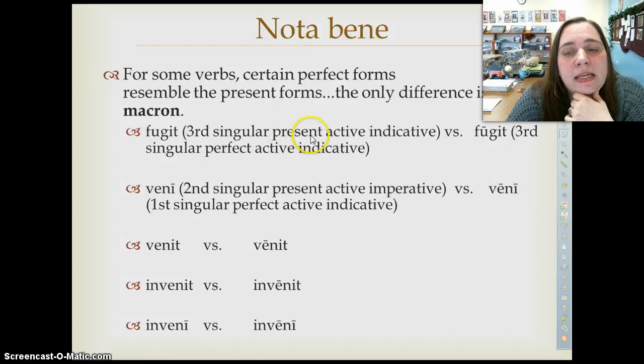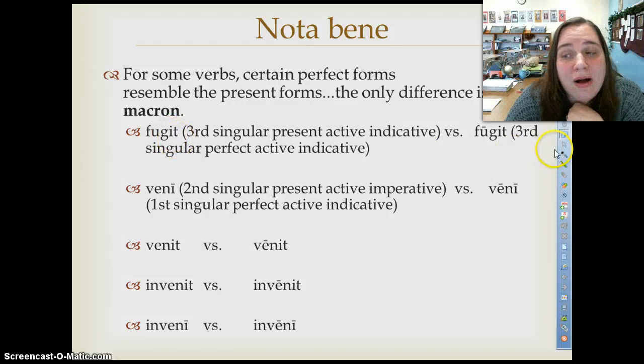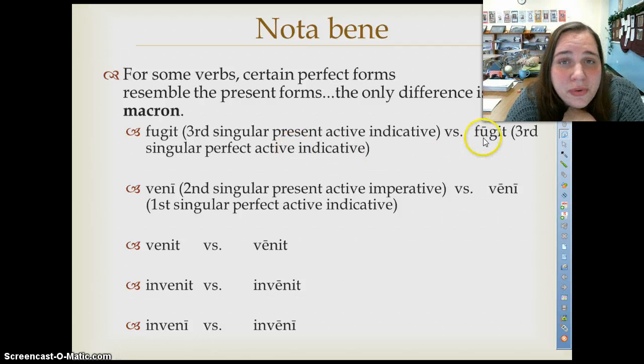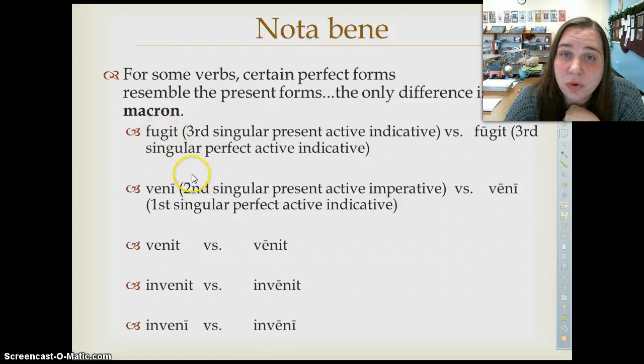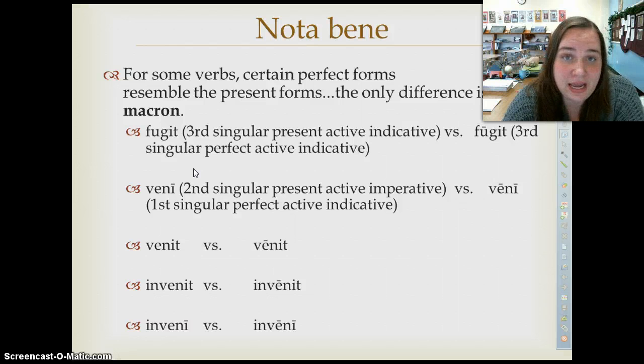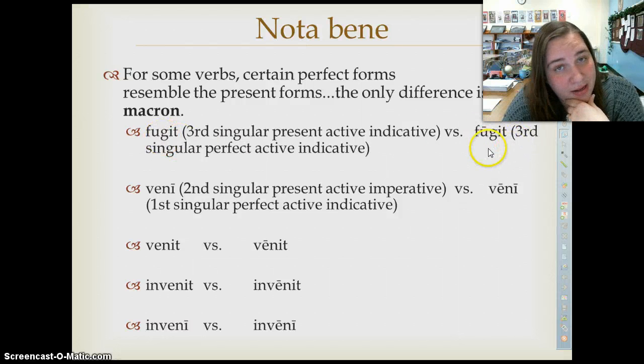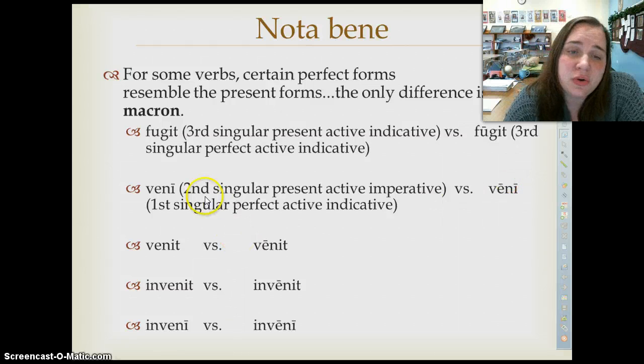So for example, look at the third person singular present active indicative of fugiō. It's fugit, right? Well, the third person singular perfect active indicative of fugiō is fūgit. So the only difference being that macron, okay? And it's because the principal parts, or at least the three that we care about, are fugiō, fugere, fūgī, okay, with that long U. So if you don't pay attention to this macron, you won't know whether it should be fugit, he flees, or fūgit, he fled, okay? The same is true of veniō.